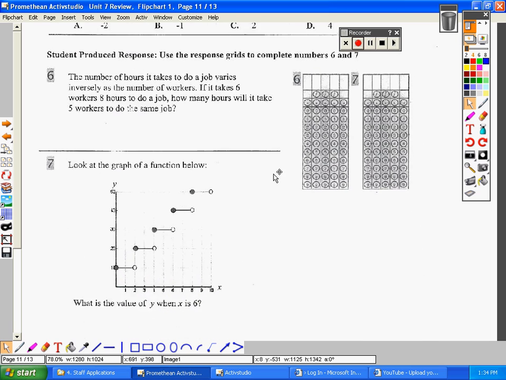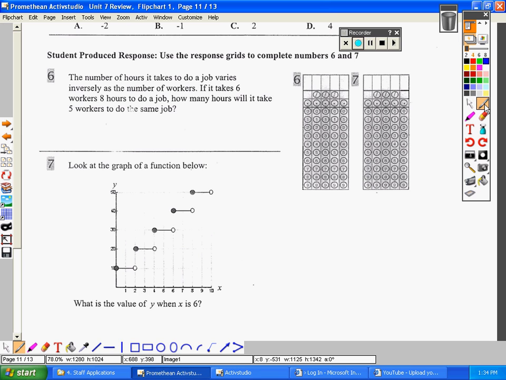Okay, the number of hours it takes to do the job varies inversely with the number of workers. So that's xy equals k. It takes 6 workers 8 hours. So I can find out k by multiplying them. So k is 48. So the equation would be xy equals 48. And that'll help me solve the next one.